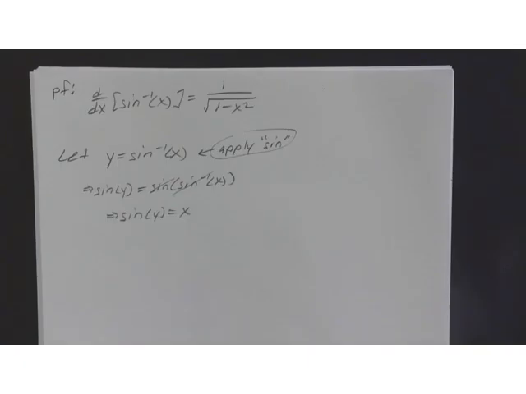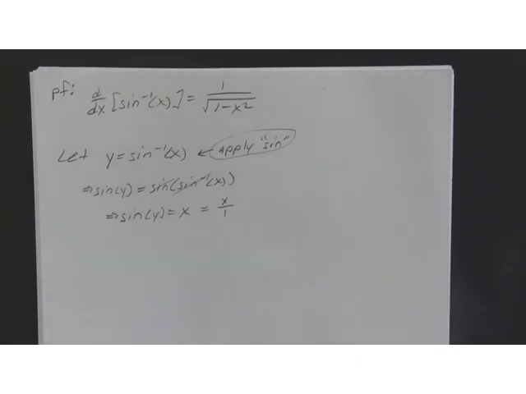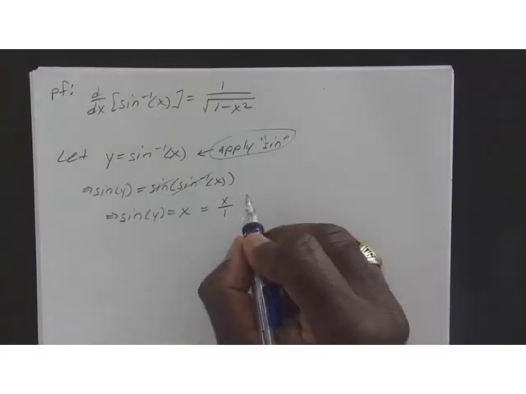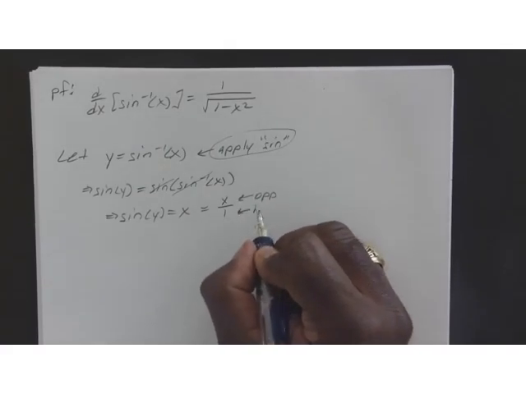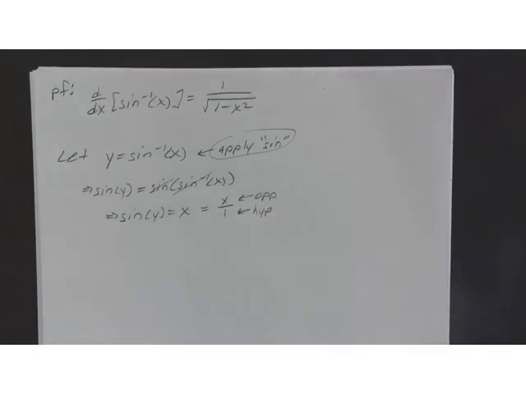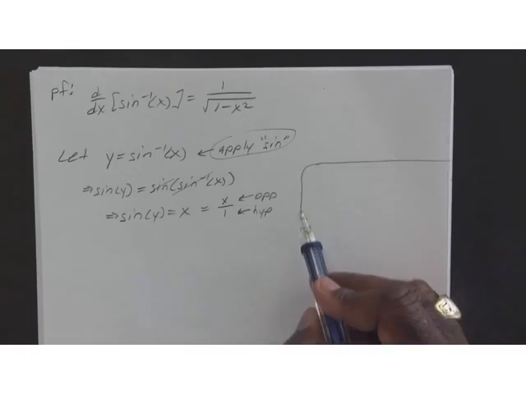Okay, so we can say that sine of y is equal to x, or we can say that sine of y is equal to x over 1. Okay, and we put it that way because now we know that sine of y is equal to the opposite over the hypotenuse. Your SO in SOHCAHTOA. So now we can create our right triangle that we will need to solve the rest of this.